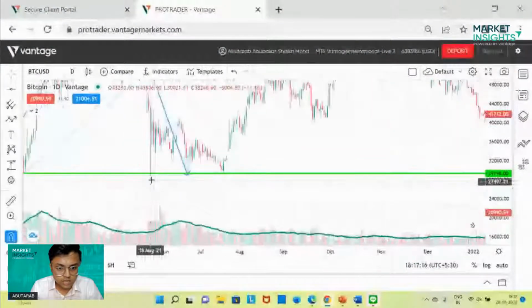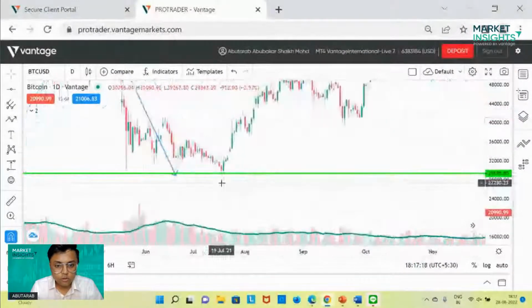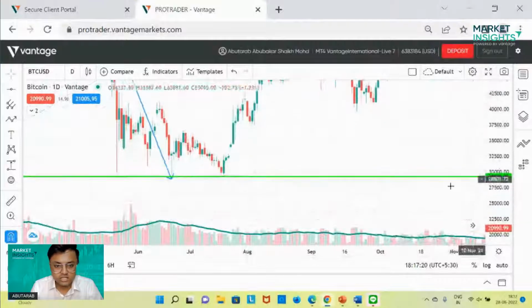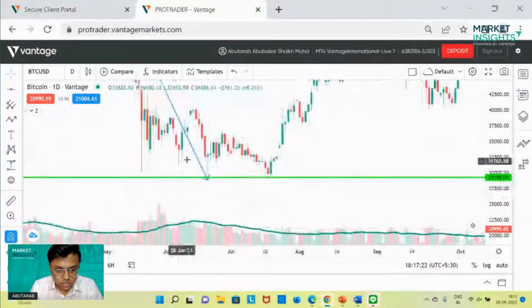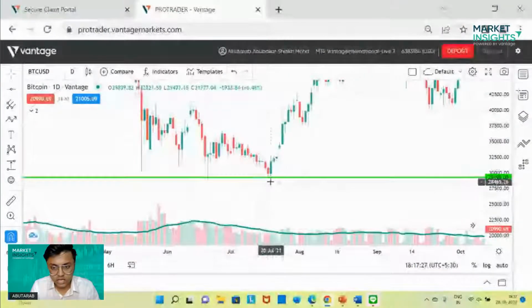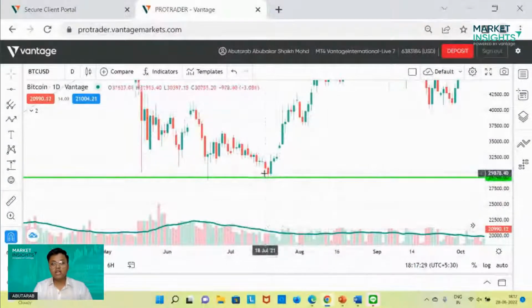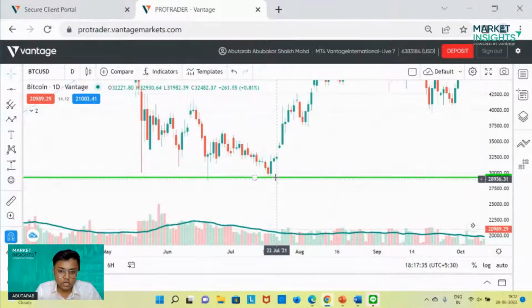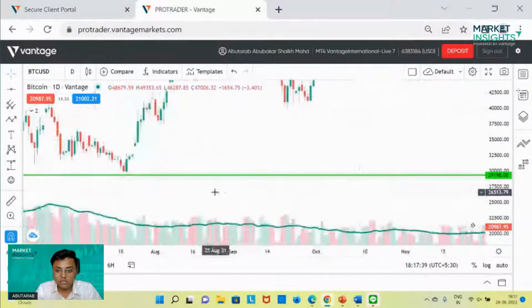Look at the history. Look at how beautifully it is taking rest on this line. One, two, three, and it went up. So shall I not draw a resistance, a support line here? Shall I not draw a particular demand zone here? Obviously, I will draw it.